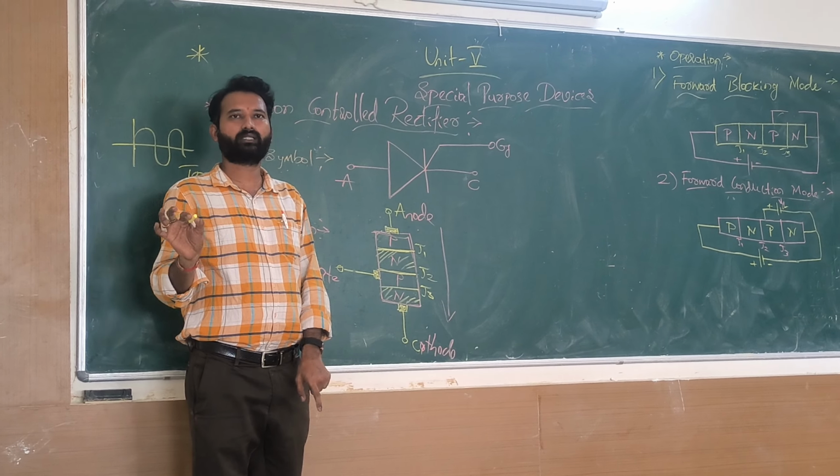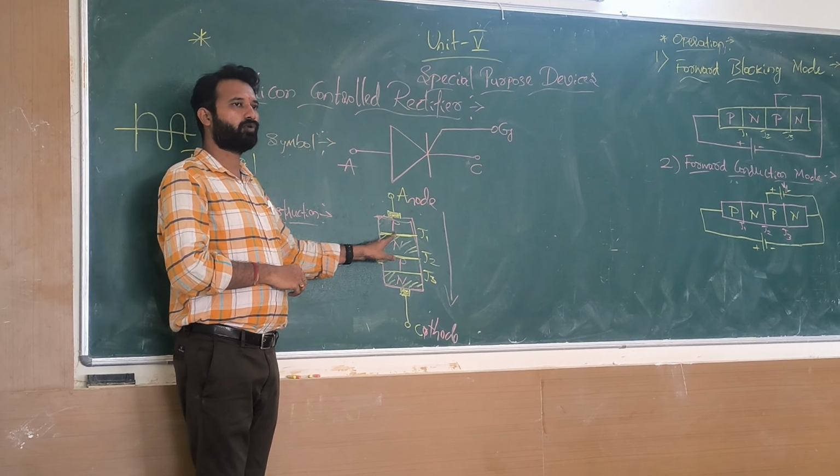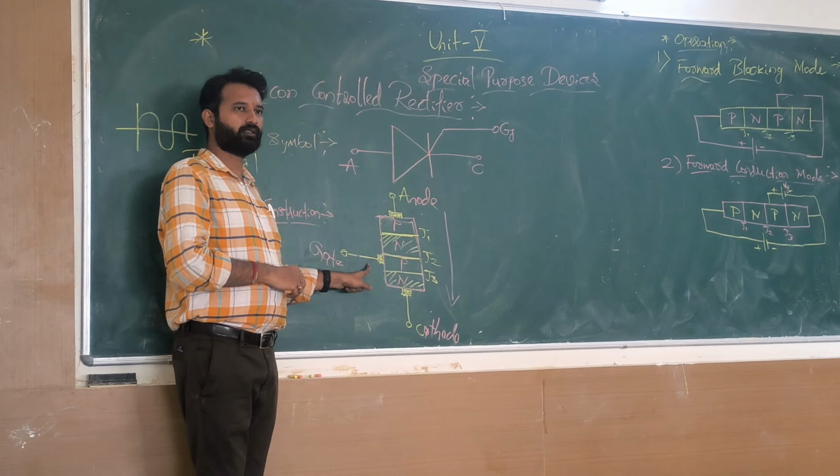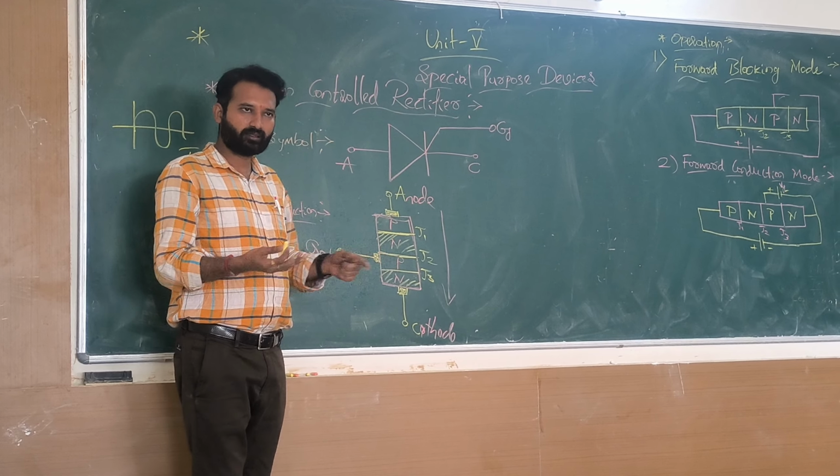In the construction you need to write, everything is in the diagram: 4 layers, 3 junctions, 3 terminals, J1, J2, J3, and how each is formed, you need to tell. Construction done.